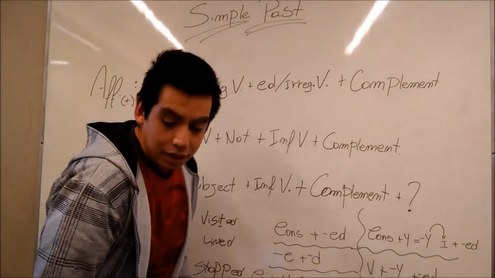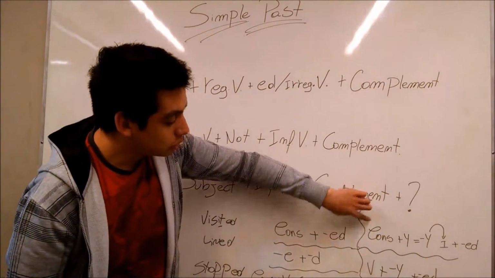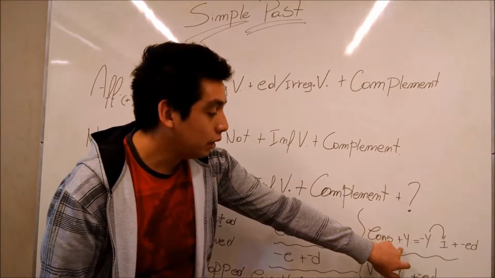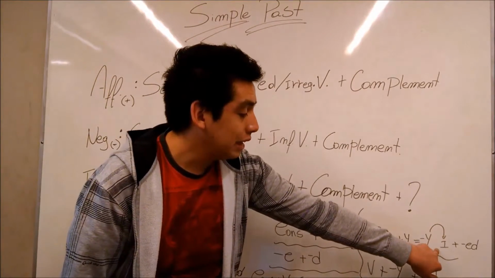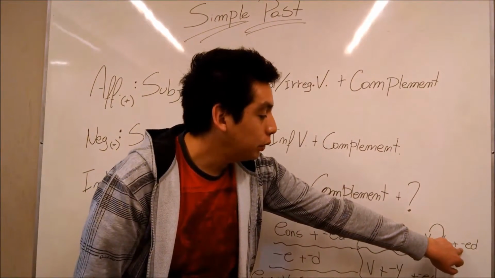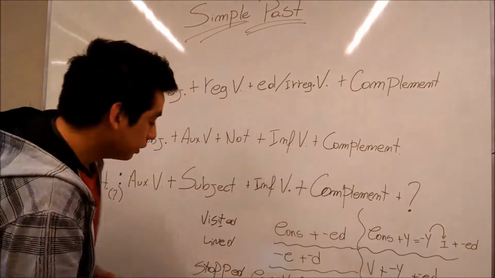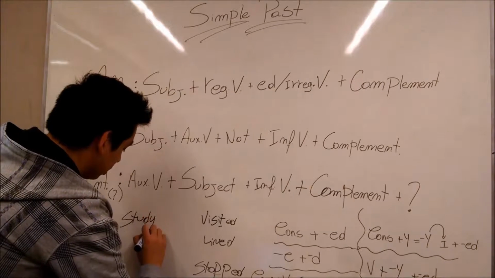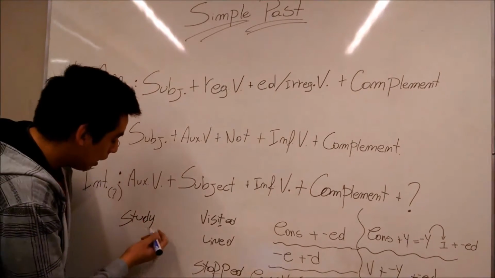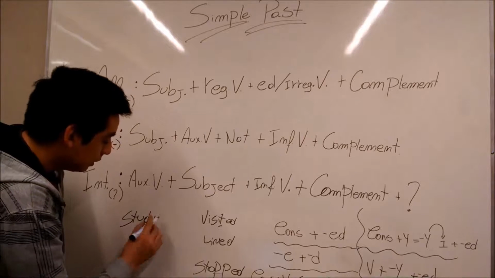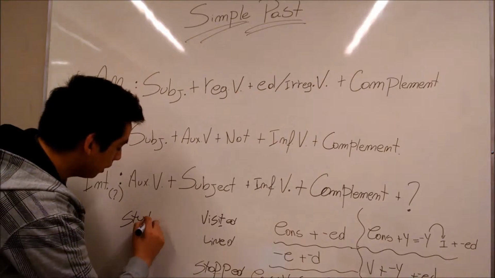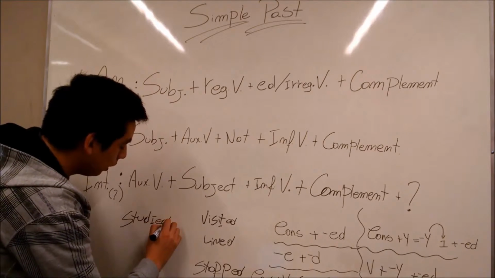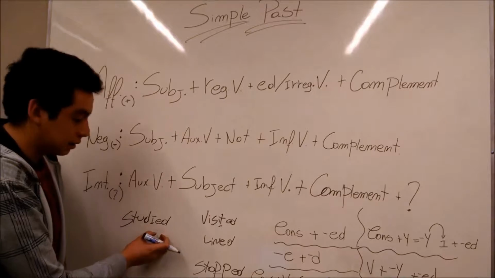In this case, when our verb ends with a consonant plus y, we have to replace the y by i and then we have to add ed. For example, study. This y at the end is replaced by an i and we have to put ed at the end. Studied.